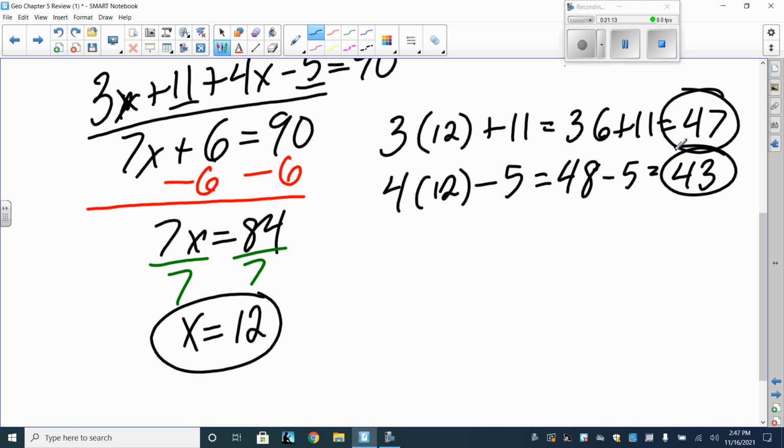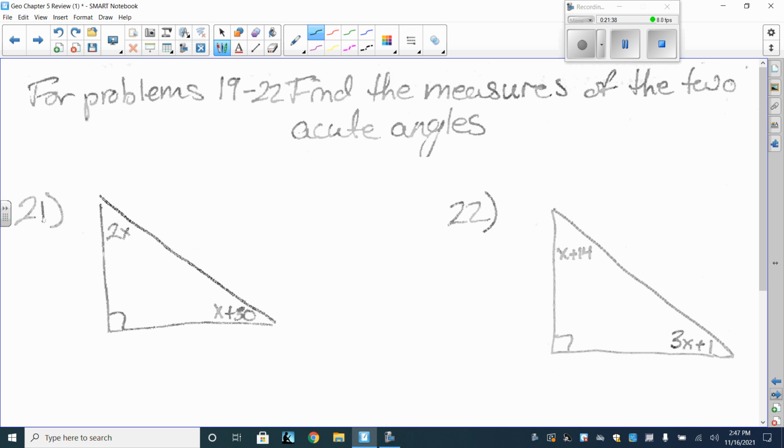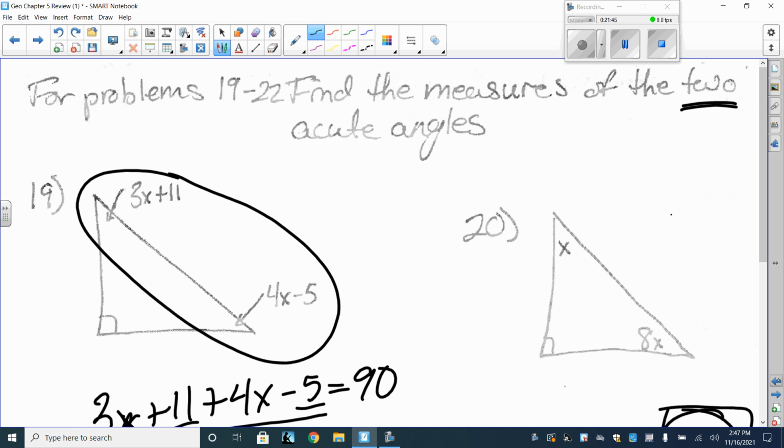So really, there are 3 answers to this, because we need the 2 angles and we also need x, because we need to find the value of x to be able to find the angles themselves. Any other questions on this here? Any other questions on 19 through 22? Okay.